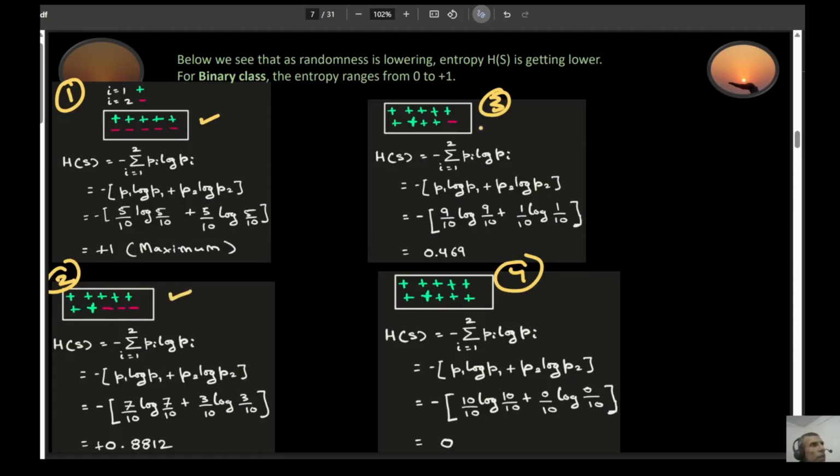Over here, you have 9 pluses and only 1 minus. Randomness is way lower over here. And in this particular case, all of them are plus. There is absolutely no randomness over here.